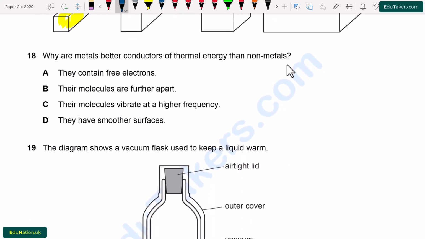Question number 18. Why are metals better conductors of thermal energy than the non-metals? Option A. They contain free electrons. B. Their molecules are further apart. C. Their molecules vibrate at a high frequency. D. They have smoother surfaces. So here, metal contains free electron while non-metal does not have free electron. So option A is correct.